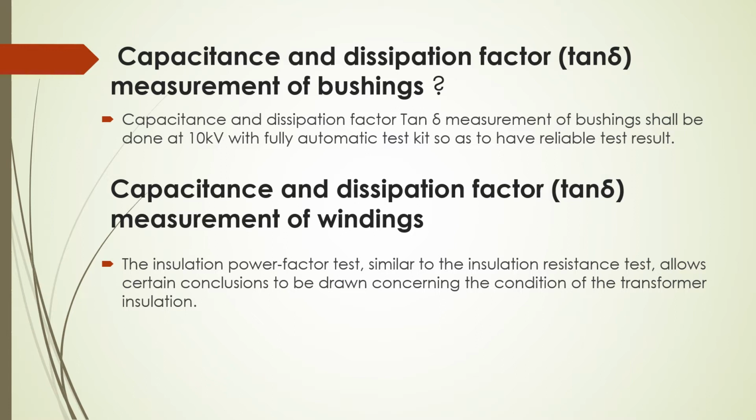Capacitance and dissipation factor tan delta measurements of winding. The insulation power factor test, similar to the insulation resistance test, allows certain conclusions to be drawn concerning the condition of transformer insulation.